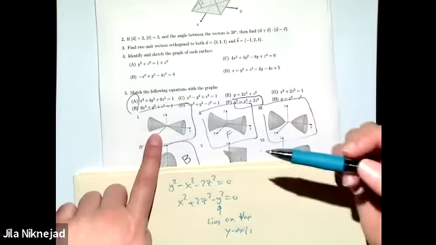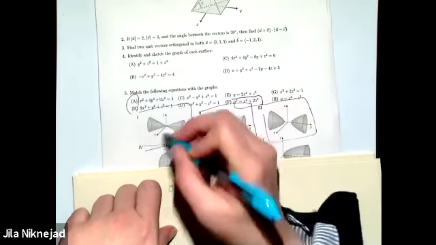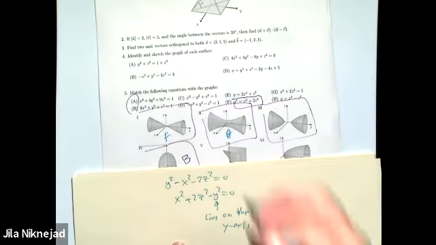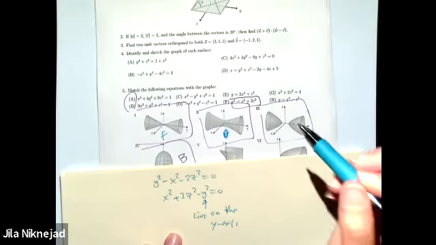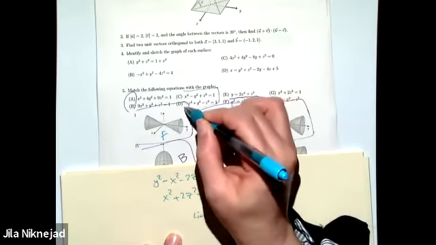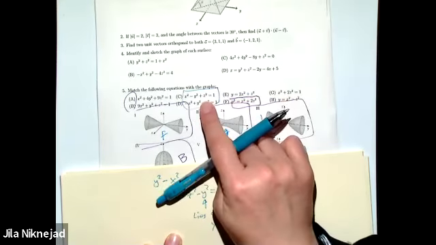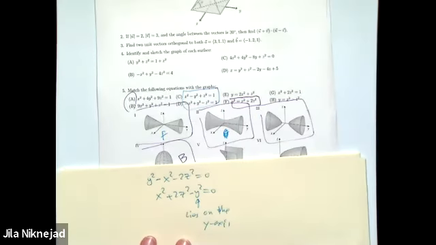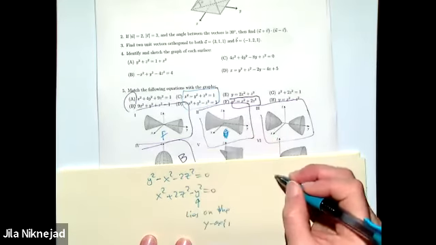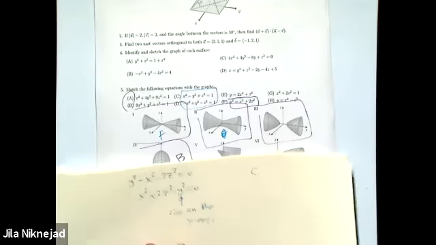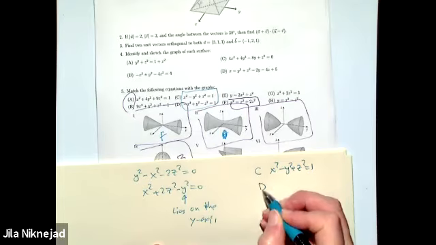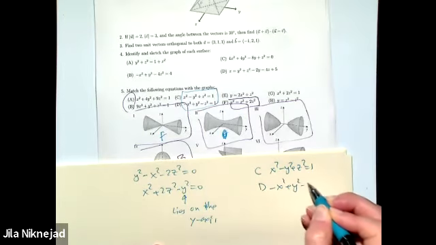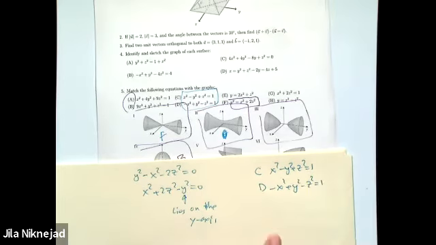Now, that's not the cone. F, sorry. It lies on the y-axis. Now, between the other two, these two have every term to power 2. So I have to decide which one is which. So if I write it, C is x squared minus y squared plus z squared equal to 1. D is negative x squared plus y squared minus z squared equal to 1.